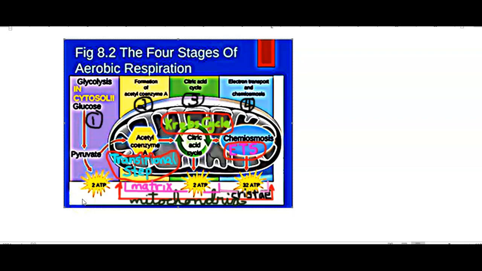So glycolysis, cytoplasm, cytosol, you can use either word. And all the rest of it takes place in the mitochondria. These two right here, transition step and the citric acid cycle, take place in the matrix of the mitochondria. The electron transport system is in the cristae of the mitochondria.